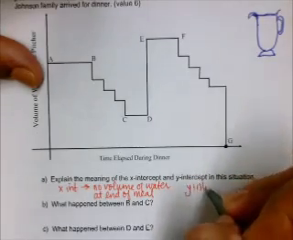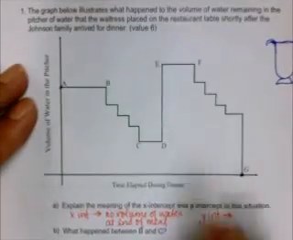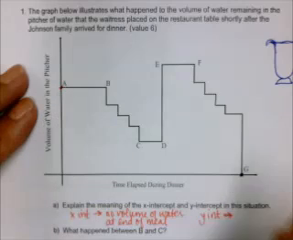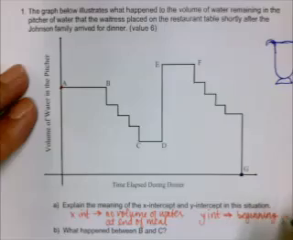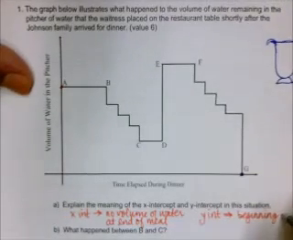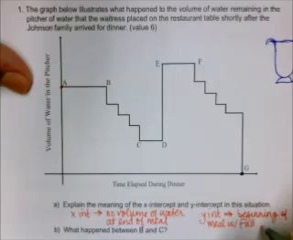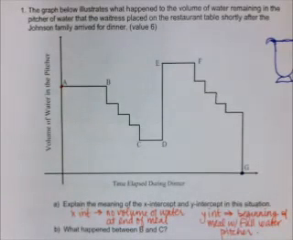The y-intercept then must mean, here's my y-intercept where it's crossing my y. This must be the beginning of the meal when the water pitcher was full. So: beginning of meal with full water pitcher. That make sense? Okay.